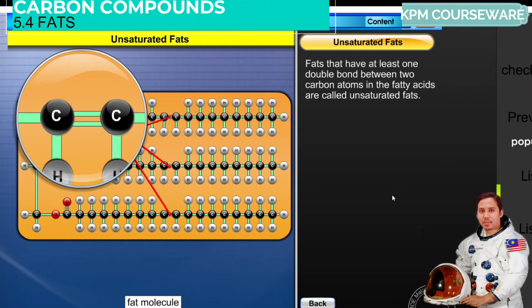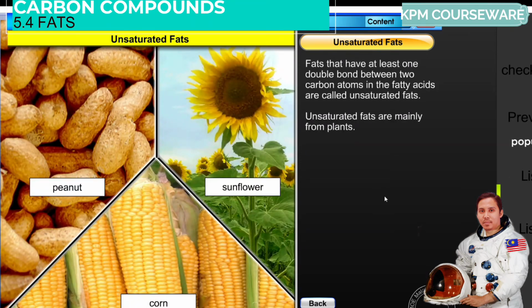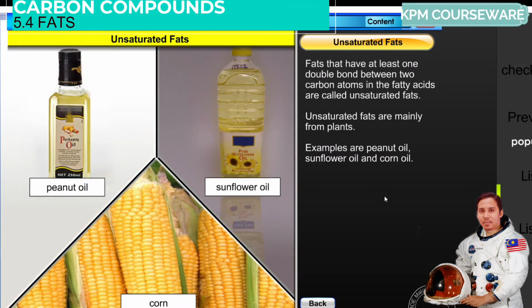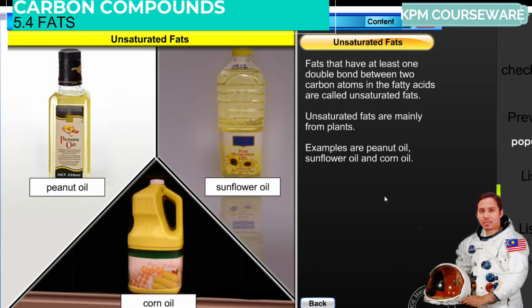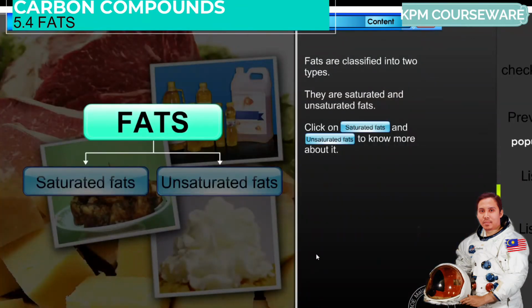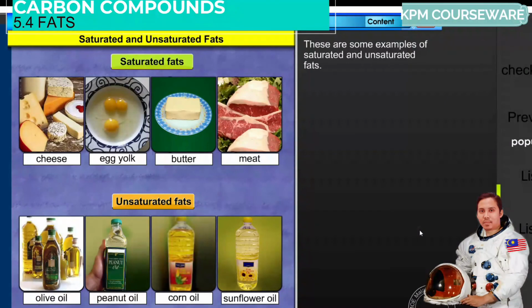Fats that have at least 1 double bond between 2 carbon atoms in the fatty acids are called unsaturated fats. Unsaturated fats are mainly from plants. Examples are peanut oil, sunflower oil, and corn oil. Unsaturated fats are generally liquid at room temperature. These are some examples of saturated and unsaturated fats.